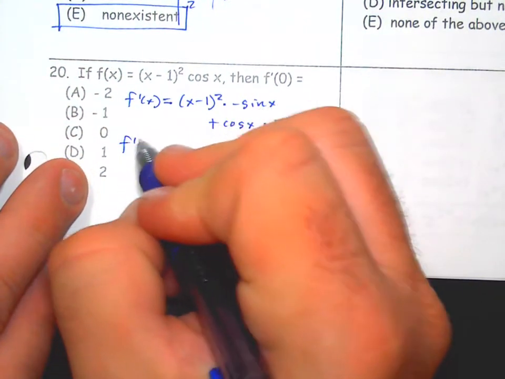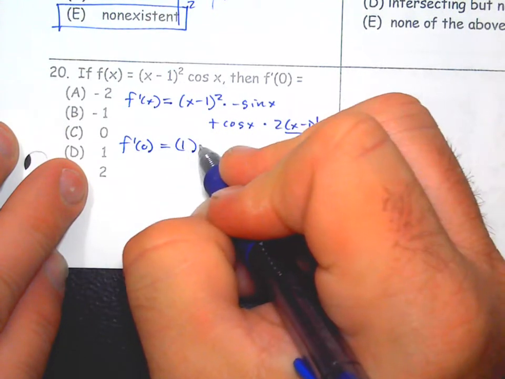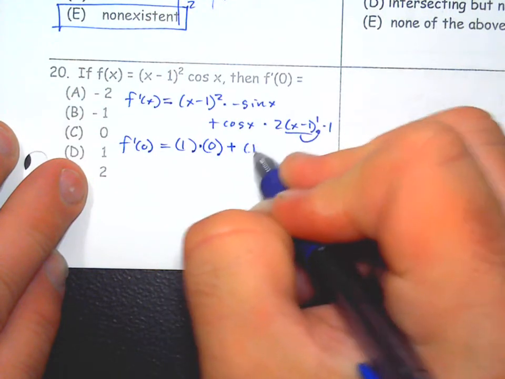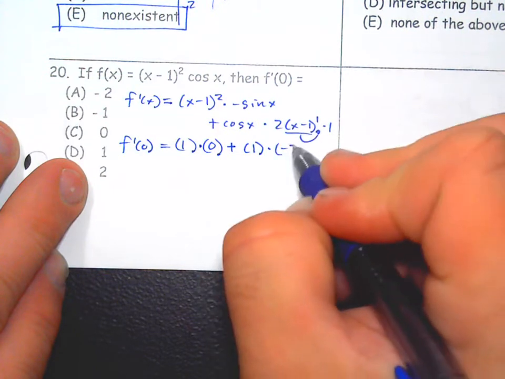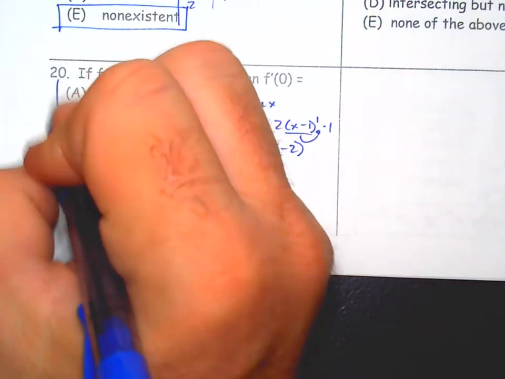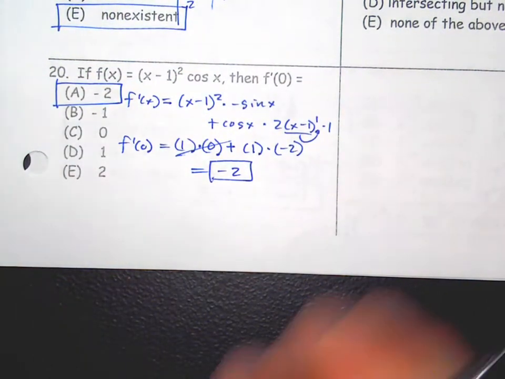So then we're going to plug 0 in, and so that's going to be positive 1 times sine of 0 is 0, plus cosine of 0 is 1. If I plug 0 in here, that's going to be negative 2, so it's going to be negative 2. Yeah? Okay. All right. Last few.